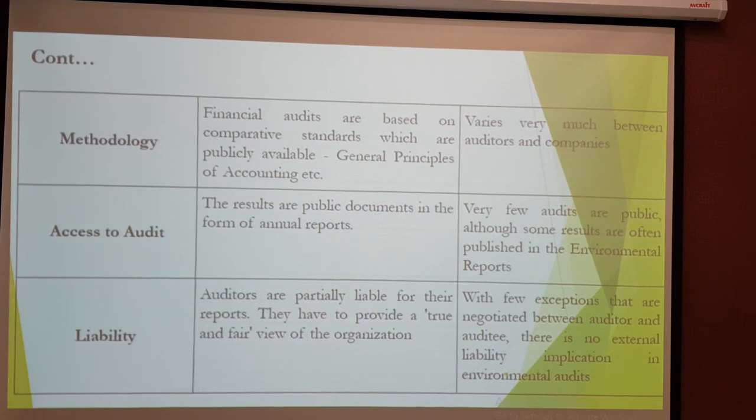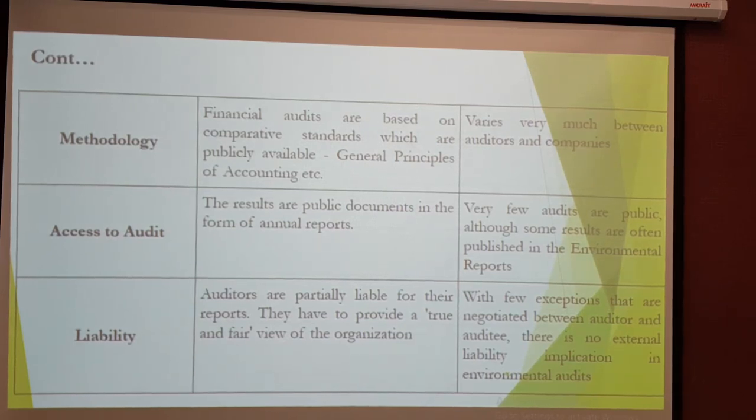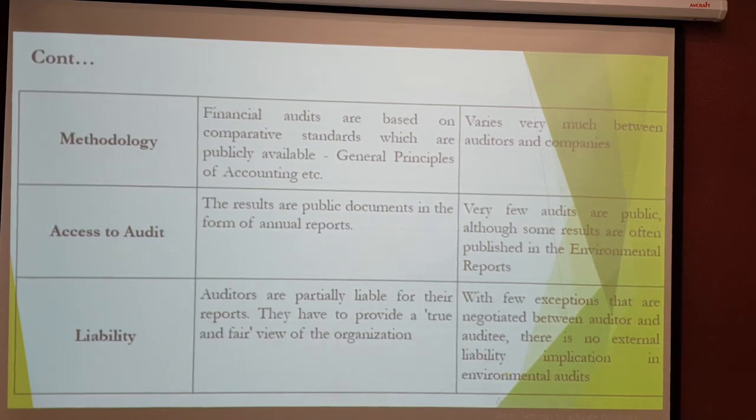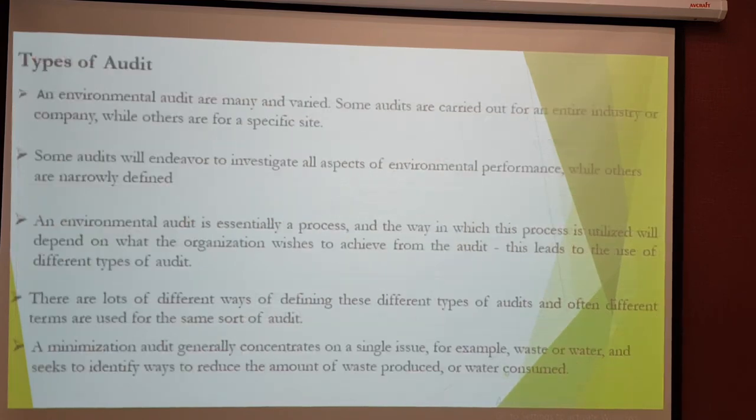In case of access to the audit, the financial audit results are public documents in the form of an annual report, but in case of environmental audit, very few audits are public, or we can say you cannot access the environmental audit report publicly. In terms of liability, financial auditors are partially liable for their reports and they have to provide a true and fair view of the organization. But in case of environmental audit, with few exceptions that are negotiated between auditor and auditee, there are no external liability implications. So these are the major differences between environmental review, environmental and financial auditing.